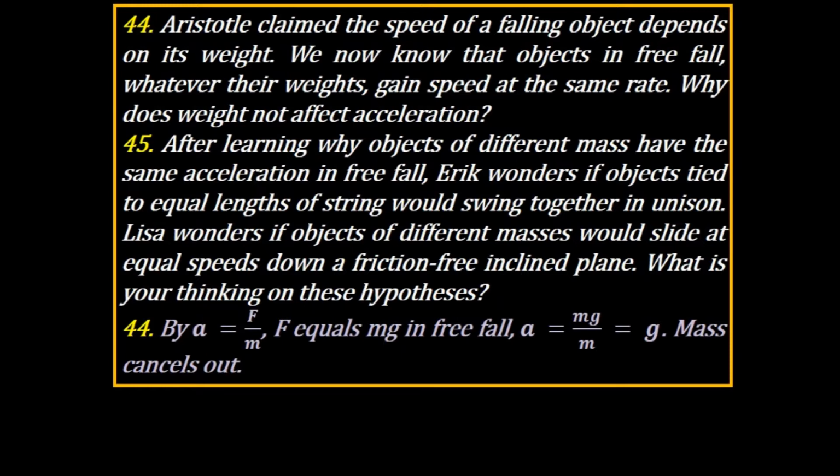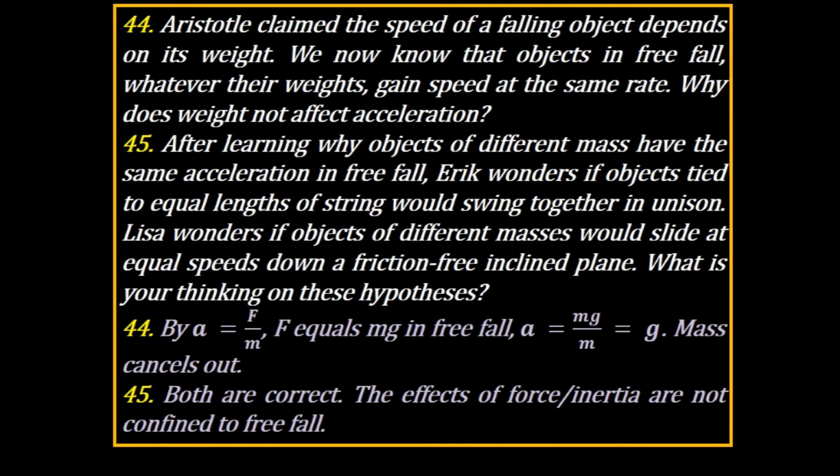After learning why objects of different mass have the same acceleration in free fall, Erik wonders if objects tied to equal lengths of string would swing together in unison. Lisa wonders if objects of different masses would slide at equal speeds down a friction-free inclined plane. What is your thinking on these hypotheses? Both are correct. The effects of force and inertia are not confined to free fall.